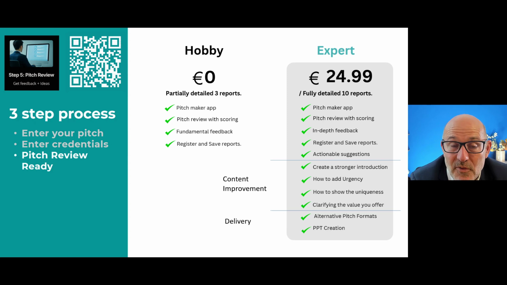We also have an expert version, which gives you a lot more details in terms of content. In fact, it reviews your content in 15 different areas about how to make a stronger introduction, how to add urgency, how to show uniqueness, how to clarify the value you offer. And something I think is really cool is they take your original pitch and deliver it off in different formats and give you an outline for a PowerPoint presentation. The cost of this is $24.99 for 10 reports, so that's $250 per pitch.